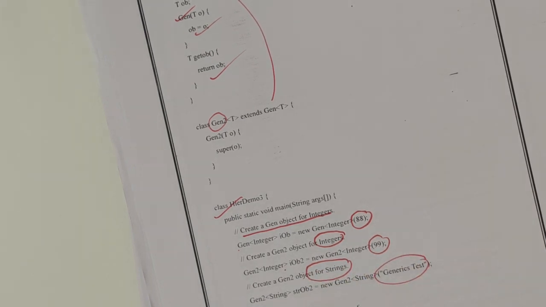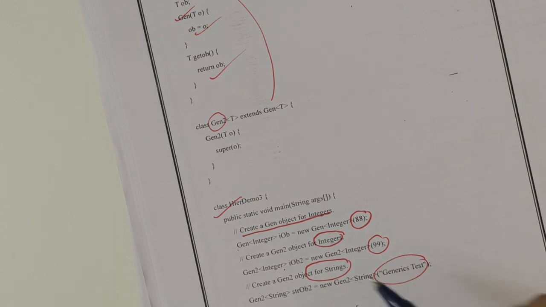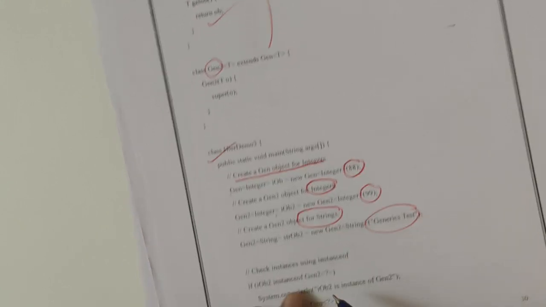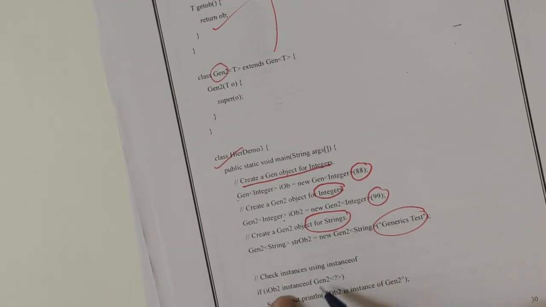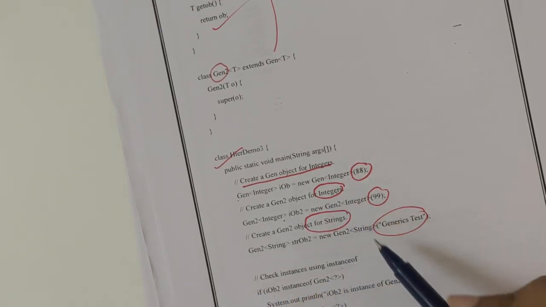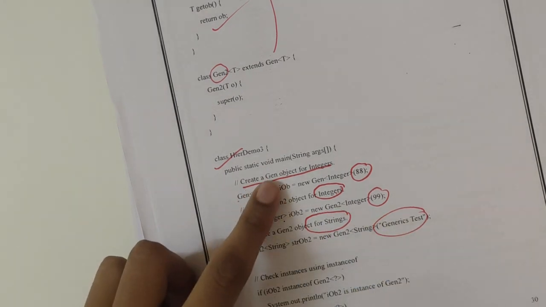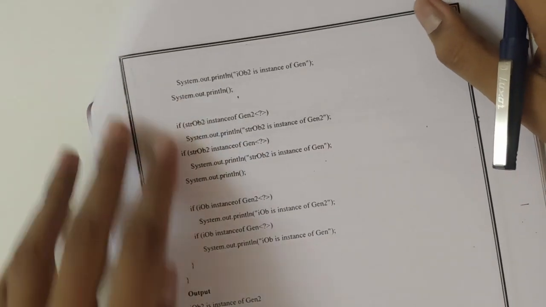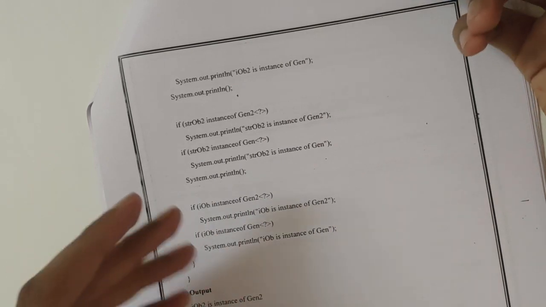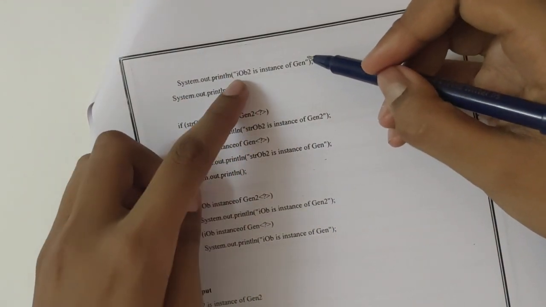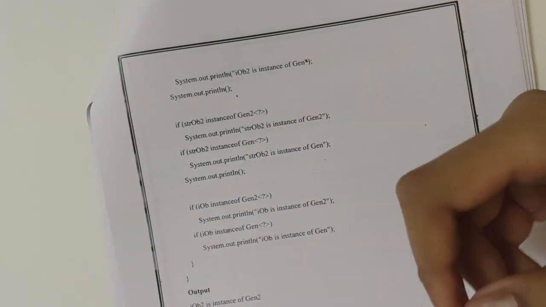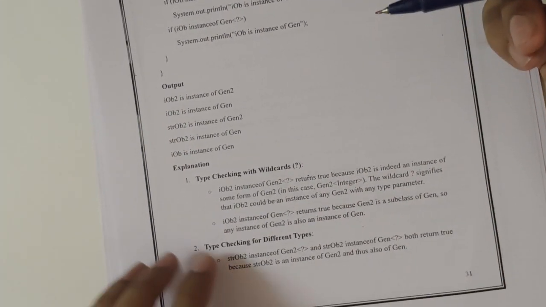Now you are checking the instances, comparing whatever instances you have created with Gen2. So iOb2 instanceof Gen2, and you are printing that iOb2 is an instance of Gen2. At the same time you are comparing with all the statements and checking which one is an instance of what. iOb2 is an instance of Gen, strOb2 is an instance of Gen2, checking each and every condition. So let's understand the code first.